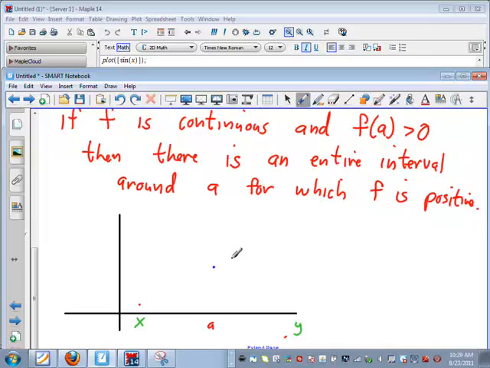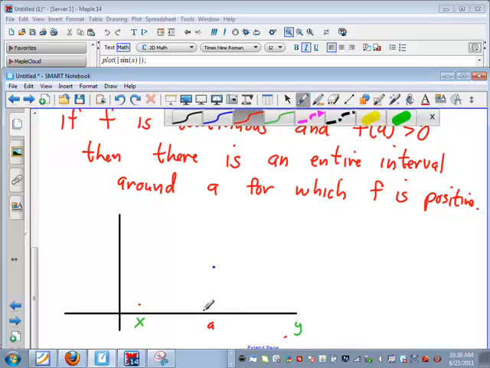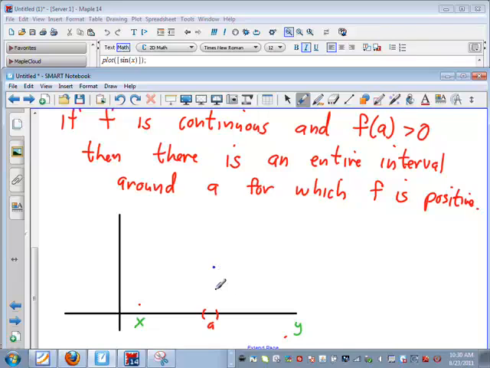Now, all I want you to do is draw a function, continuous from here to here, goes to this point, but is only positive at that point, so that there's no interval around A for which it's positive. It's only positive at that point on this interval. Why can't we do that? Because then it wouldn't be continuous.